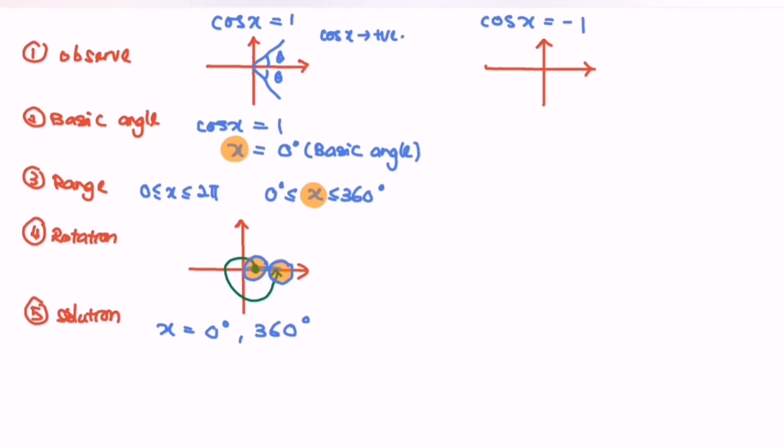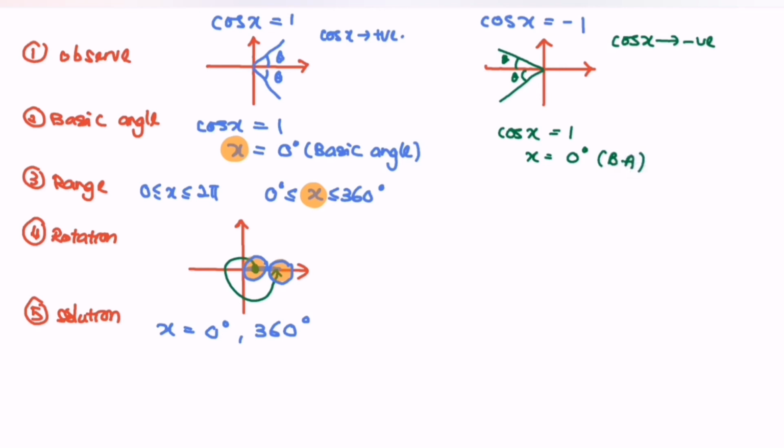So for step number 1, cos x is equals to negative 1. In this case, cos x is negative. The location for cos negative will be the second quadrant and the third quadrant where we have the basic angle. Next, we are going to find the basic angle. So cos x is equals to 1. Do remember to ignore or neglect the sign of negative. So the basic angle will be equals to 0 degree.